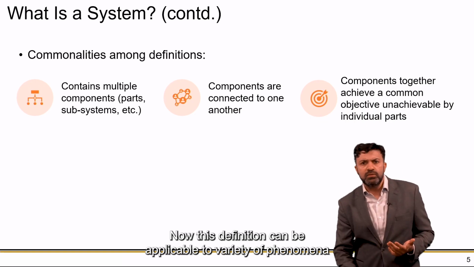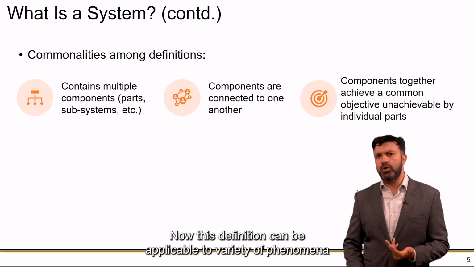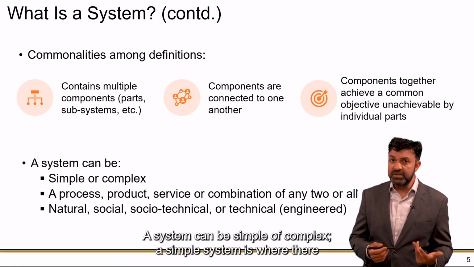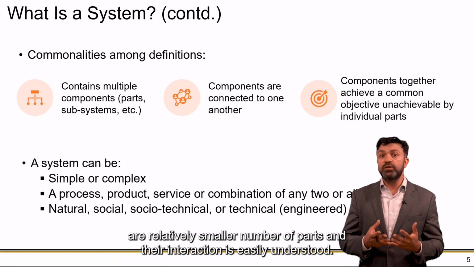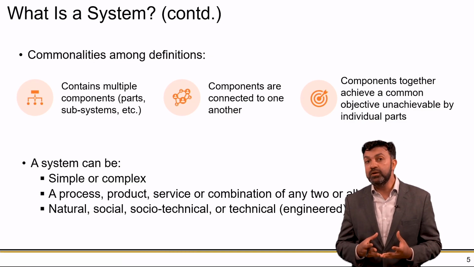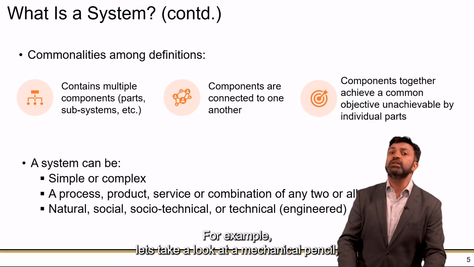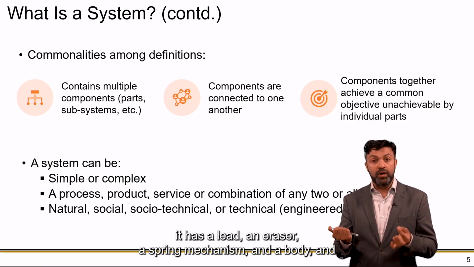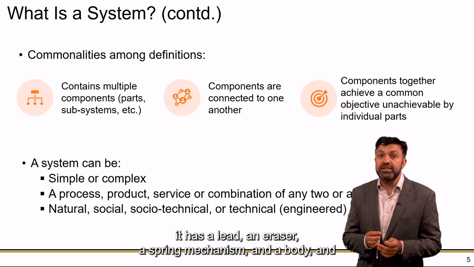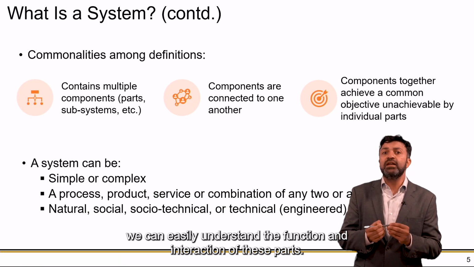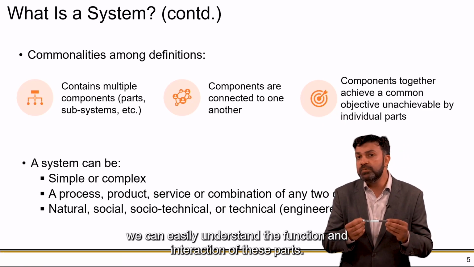Now, this definition can be applicable to a variety of phenomena in the world around us. A system can be simple or complex. A simple system is where there are a relatively smaller number of parts and interactions are easily understood. For example, let us take a look at the mechanical pencil. It has a lead, an eraser, a spring mechanism, and a body, and we can easily understand the function and interactions of these parts.